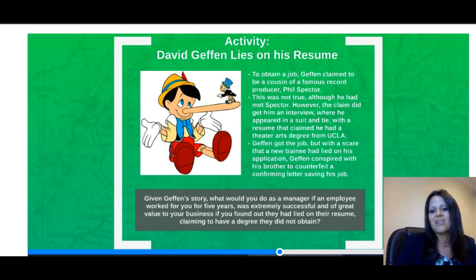They're a rock star employee, great value to your business. It'd be hard for you to lose them because they've been bringing in so much profits. They're good with customers, but you find out they lied. They said they had a degree that they didn't actually have.